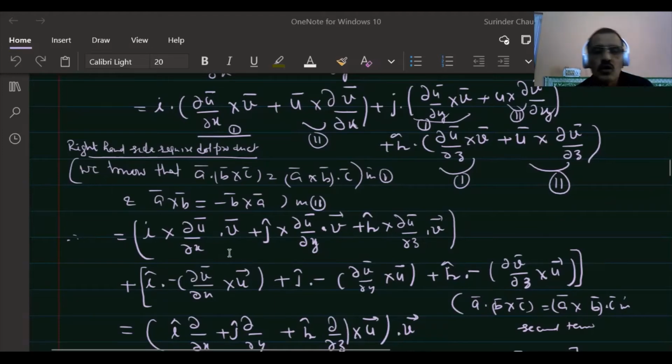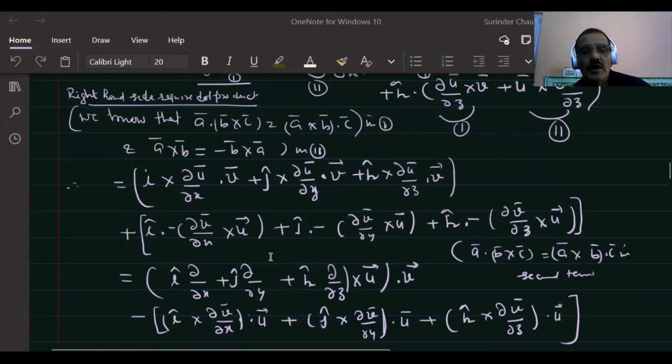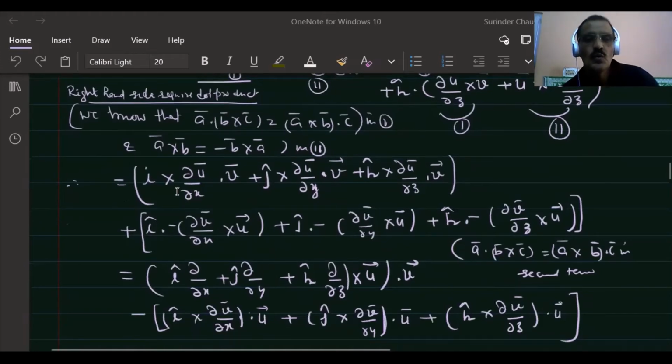So dot, cross. Now why did we do this? We want to take this common. We want to convert it into the del operator now. So in the first two terms we get iota cross, which we got common from this. What we got common is v dot, which is common here, on the right side, and we want to convert to del.